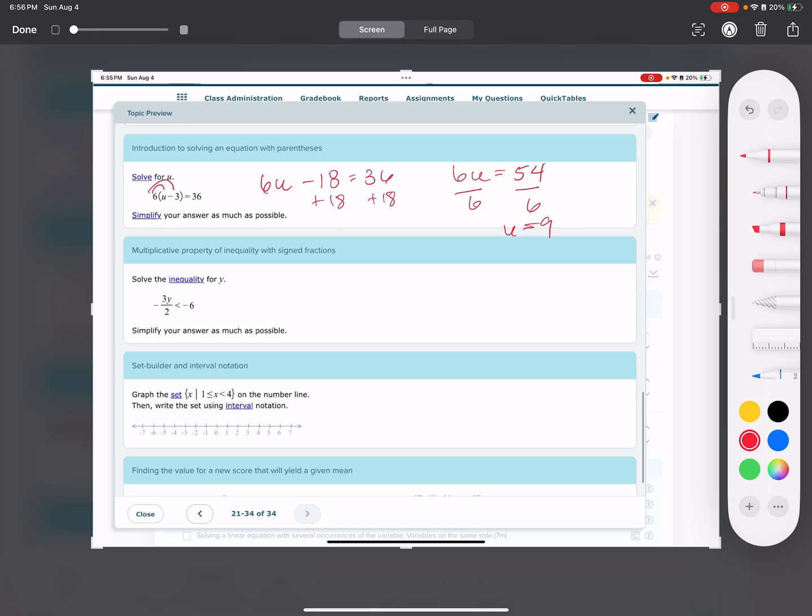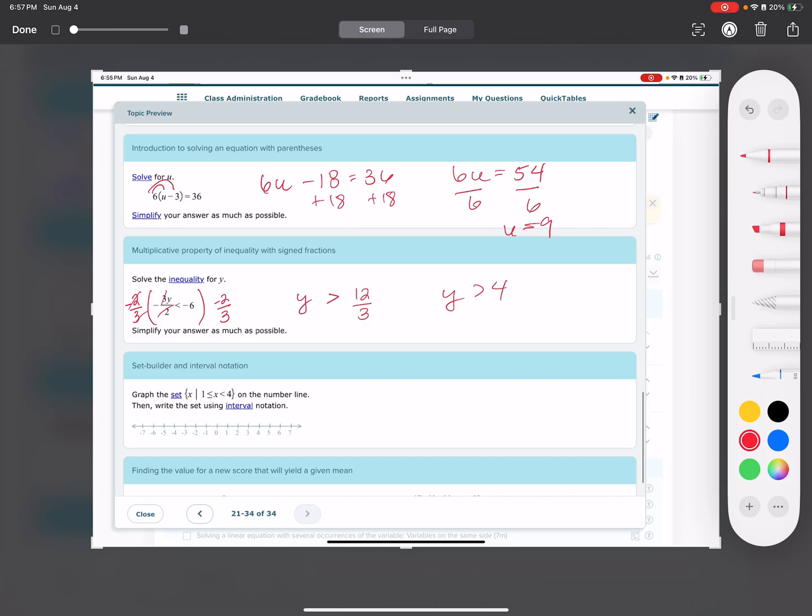Okay? Multiplicative property of inequality. So this one is going to be the same thing we did before. So this is multiplied by 3 divided by 2. So let's do the opposite. Multiply by negative 2 and divide by 3 on both sides. Now, remember, these are going to cancel. I multiplied by a negative, so instead of a less than, it's going to become a greater than, and I'm going to have y, and this is going to be negative 6 times negative 2 is positive 12 divided by 3, and of course that's going to be y is greater than 4.